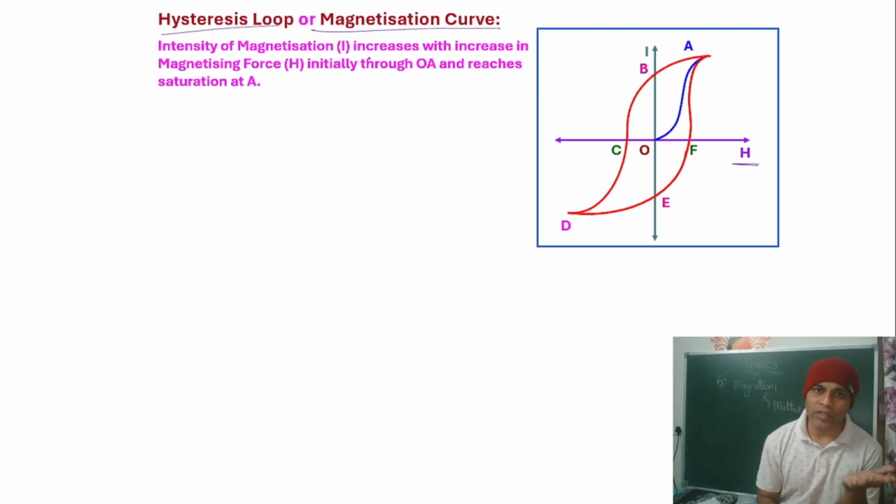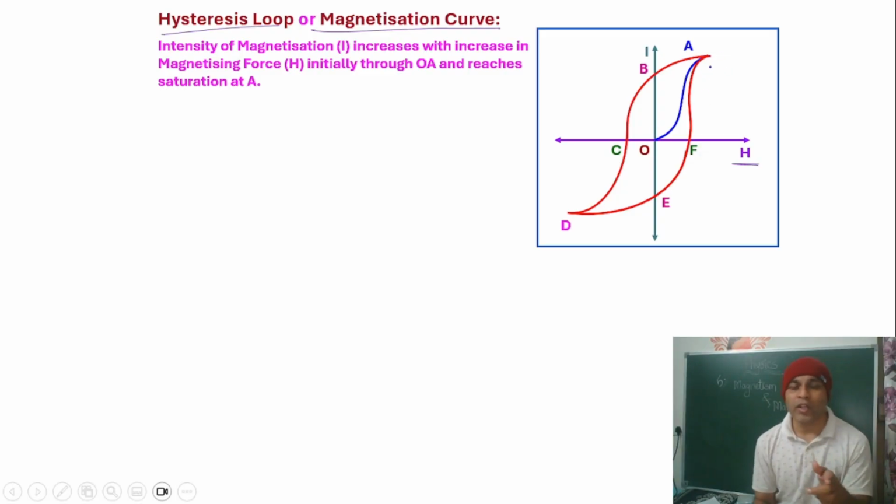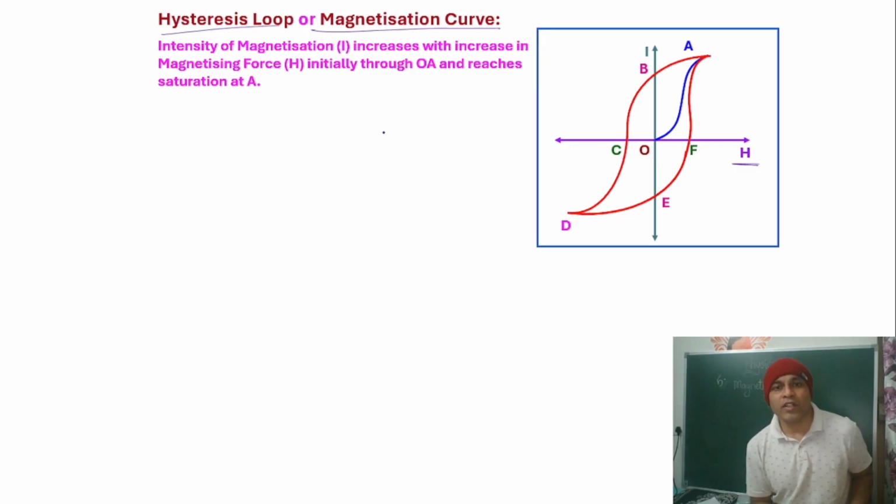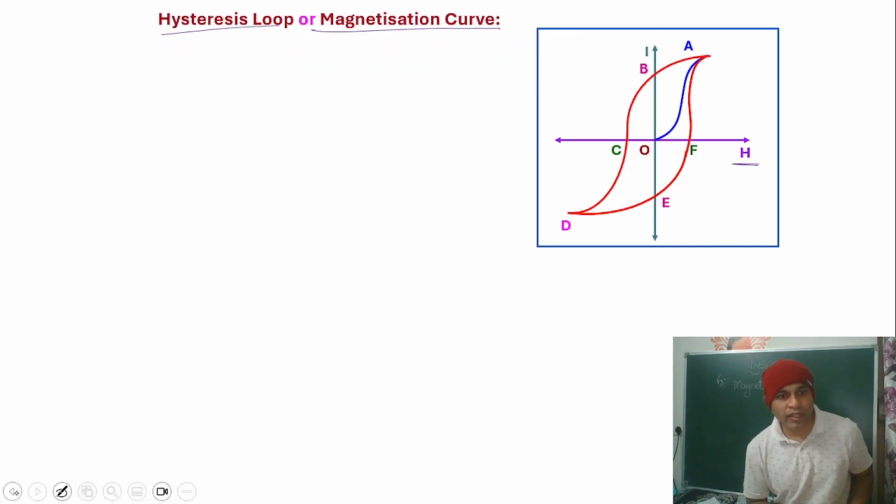The intensity of magnetization I increases with increase in magnetic force H initially through OA, as you can see here, and reaches saturation at E. At the saturation point, as you can see in the previous diagram.